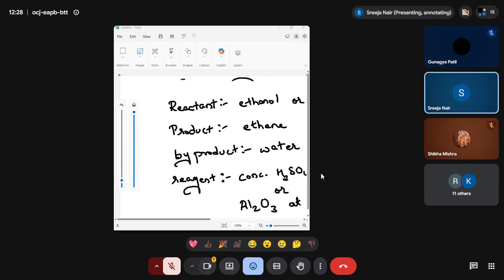So there is a possibility of ethanol getting completely combusted to form carbon dioxide. In that way, formation of carbon dioxide can also happen, and as you are using concentrated sulfuric acid, there can be a possibility of the sulfuric acid getting decomposed to form sulfur dioxide. So along with ethene gas, there can be formation of carbon dioxide and sulfur dioxide. We don't want these gases, so these two gases are removed with the help of NaOH solution.